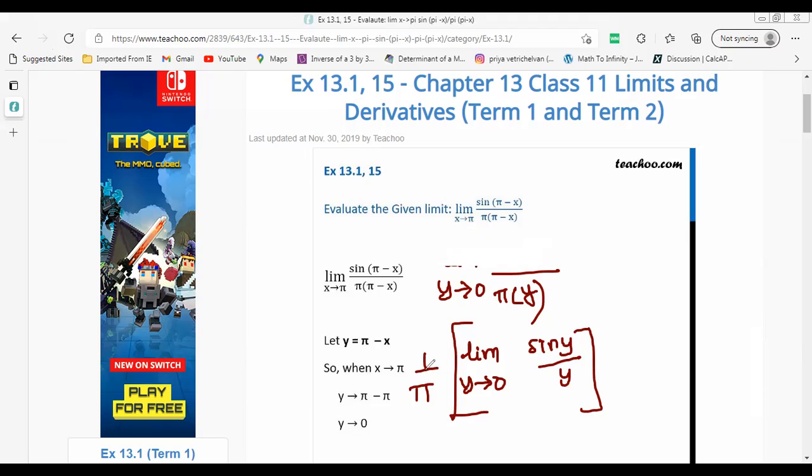So 1 upon pi, limit y approaches 0, sine y by y. Sine y by y can be written as 1 according to the property of limit. So it's 1 by pi into 1. So the answer is 1 by pi. Understood it all?